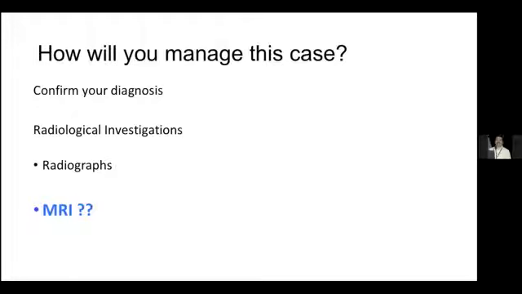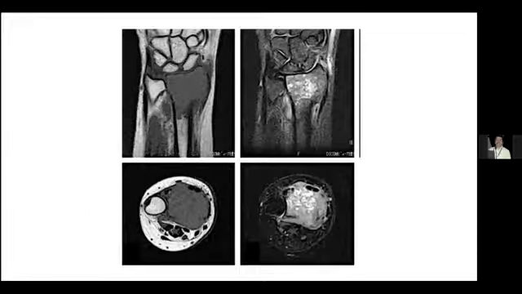You got your X-ray. Do you want an MRI? Yes, I want an MRI. Here's your MRI. So for an MRI, as discussed before, it is important to pick up what are the sections: the coronal, the sagittal, and the axial. You need to pick up what are the sequences.